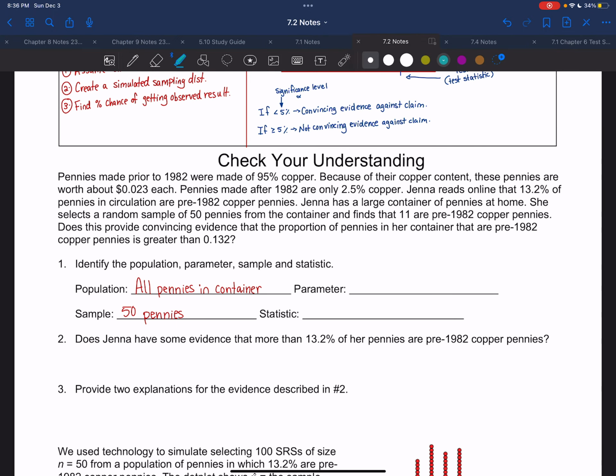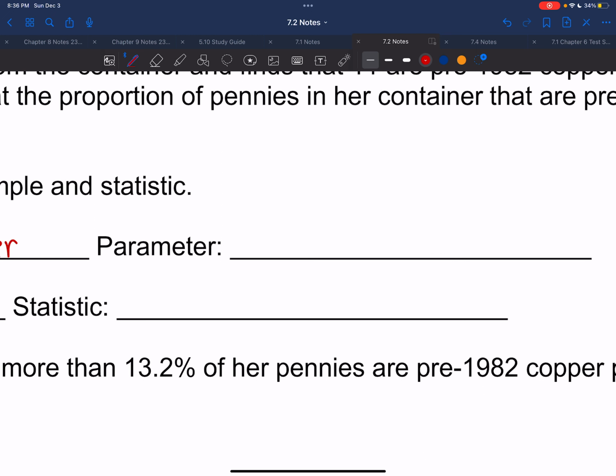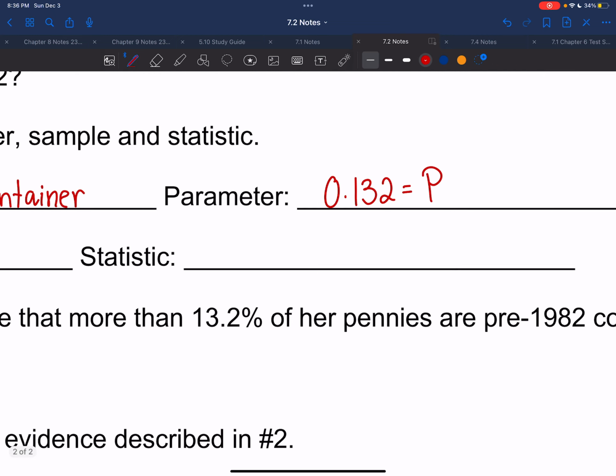Now, what is the parameter? Well, she reads online that 13.2% of pennies in circulation are copper pennies, right? So that is going to be our parameter. Every penny out there, we assume that 13.2% of them, or 0.132, are made of copper, or pre-1982. And so we use the symbol P to represent this. And then in that sample she took of 50 pennies, she found 11 out of the 50 were pre-1982. So that would be 0.22, and we use the symbol p hat to represent that.